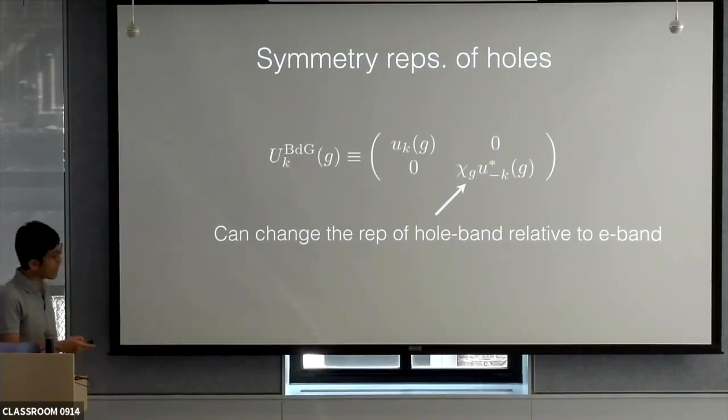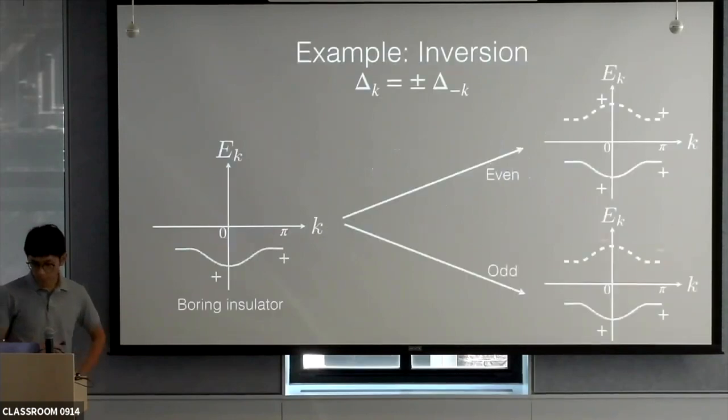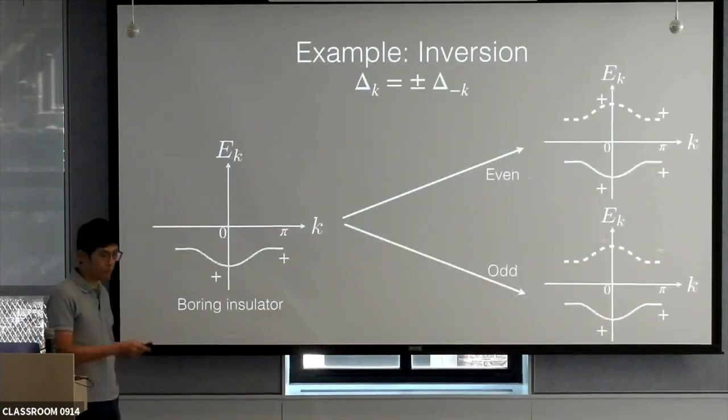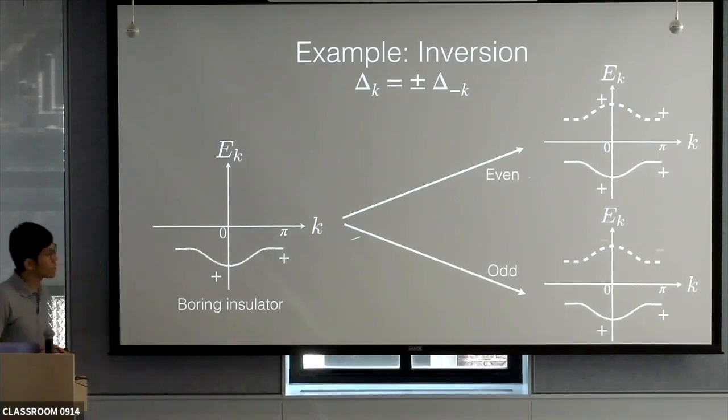And now we can stare at this and realize that physically, this part corresponds to the electron states, and this is really the hole states. And chi_g has a physical meaning: we can actually change the relative representation of the electron band and the hole band. To be a little bit more concrete, let me work with this one-dimensional example with only inversion symmetry. This is like a theoretical trick in which I imagine I have a boring insulator, but I declare I have some superconductivity. So it's like a purely theoretical gadget.